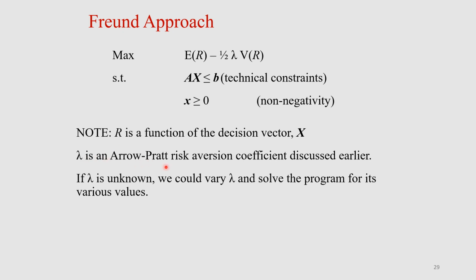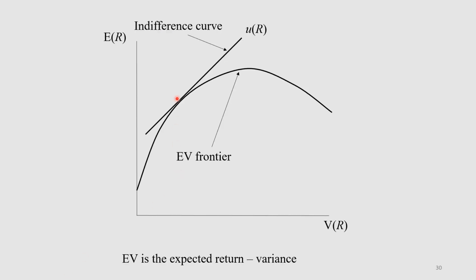So lambda is that Arrow-Pratt risk aversion coefficient. R is a function of the decision vector X. And if lambda is unknown, we could vary lambda and solve the program for its various values. So we can change this lambda and solve the program over and over again to determine how it changes. In this case, we end up with an expected mean variance frontier, with the mean here, the variance here, and the indifference curve is this utility as a function of returns.